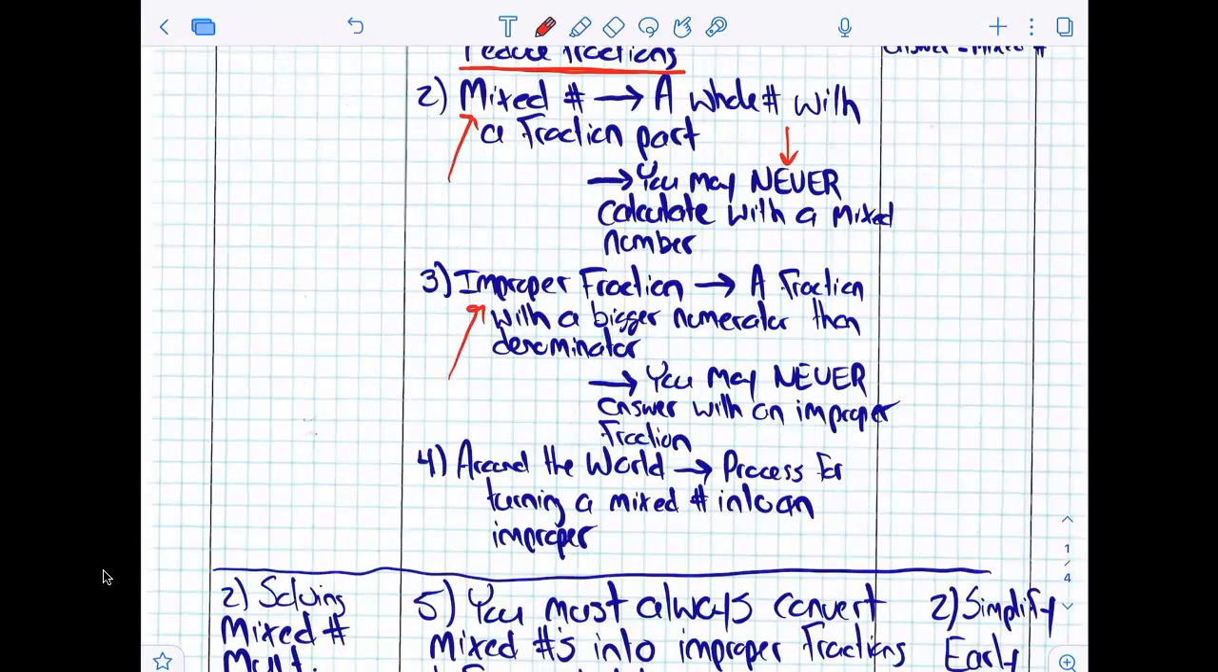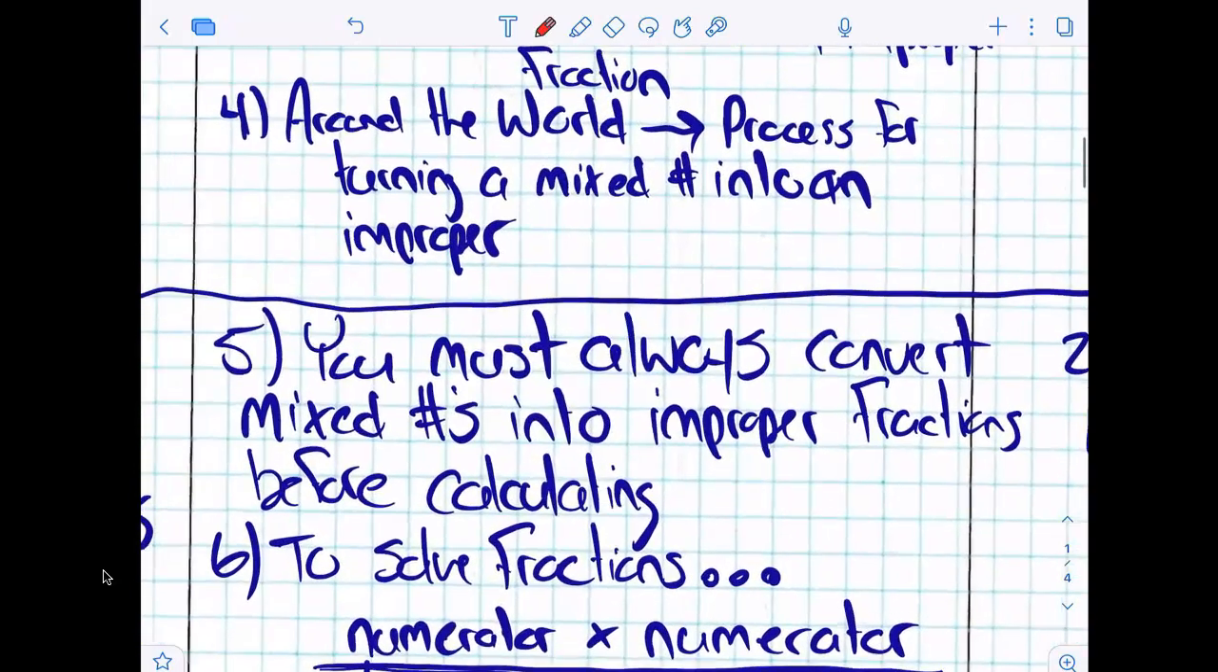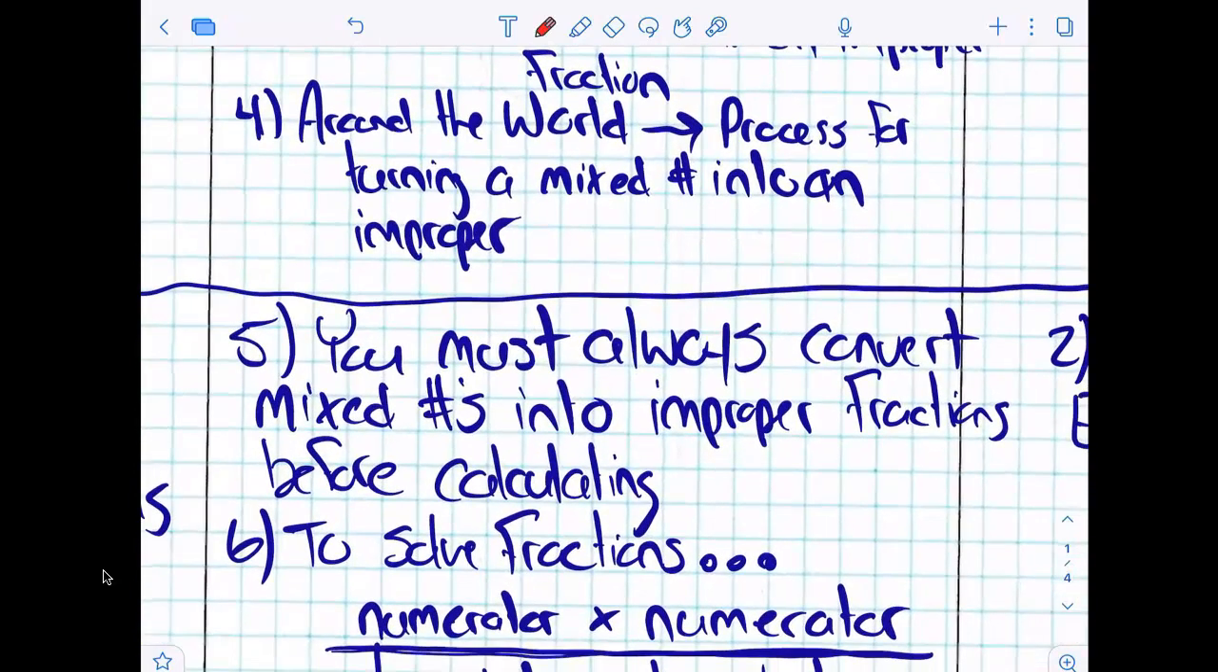Around the world, I'm going to skip that one. You guys know that. Let's read number 5 together on the count of 3. 1, 2, 3. You must always convert mixed numbers into improper fractions before calculating. Which is what you just told me.